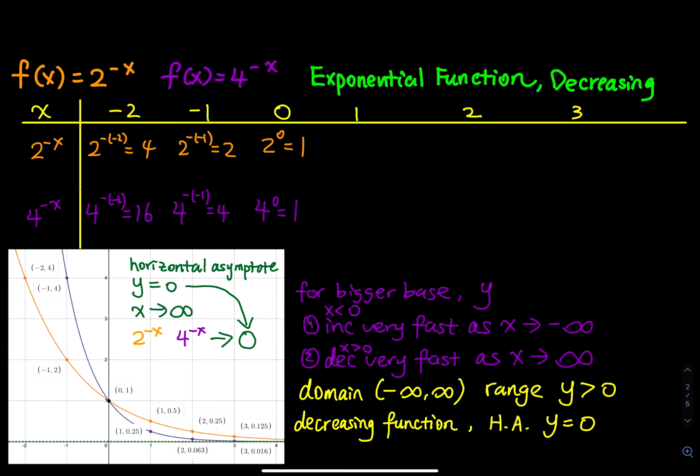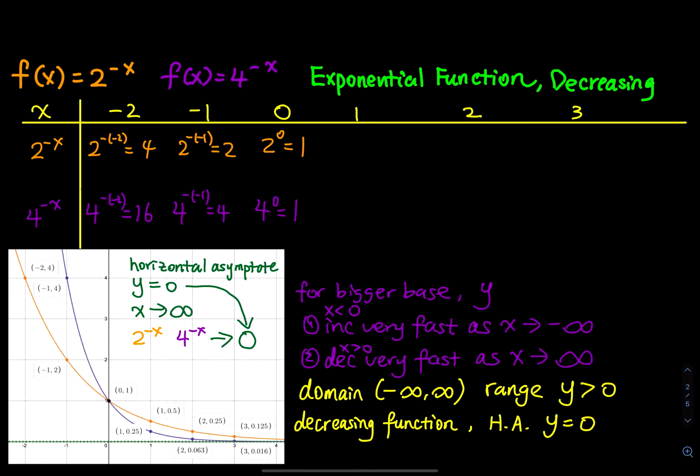This is another video introducing exponential functions. Compared to the previous video, we have 2 to the x and 4 to the x. This time I put a negative 1 in front of the x to see how that affects the graph. So 2 to the negative x, 4 to the negative x. I want to try a bunch of table values.